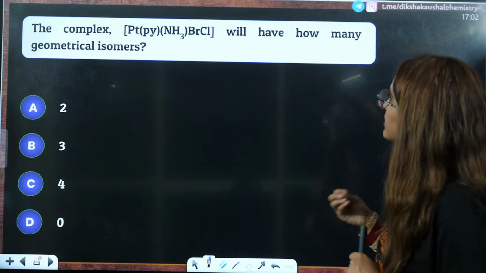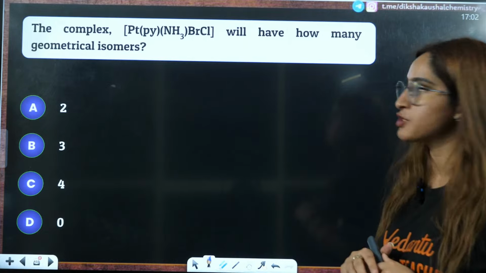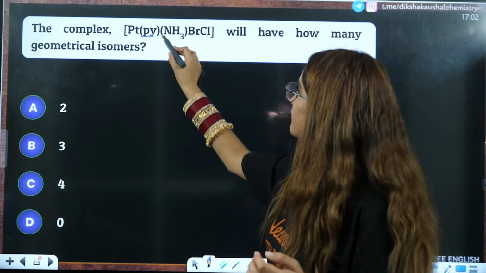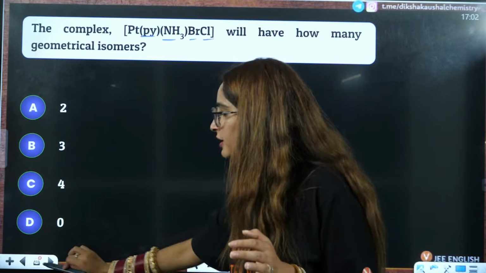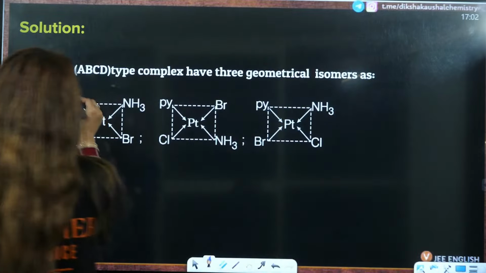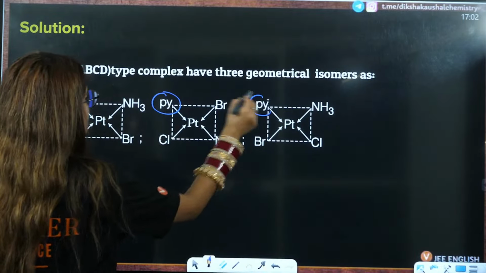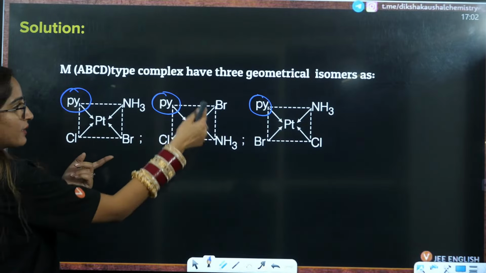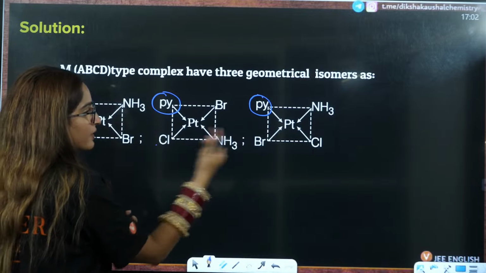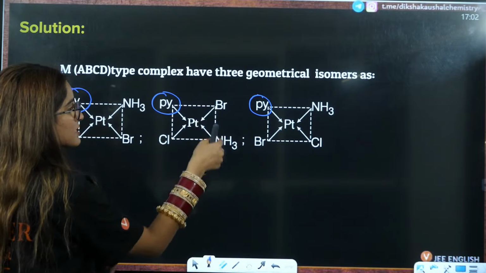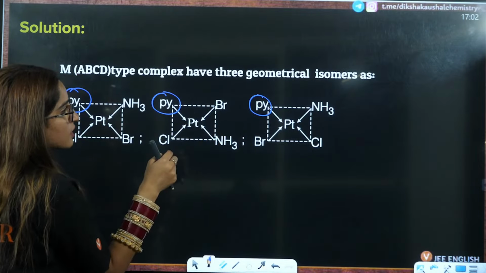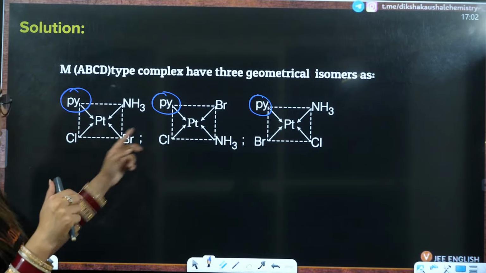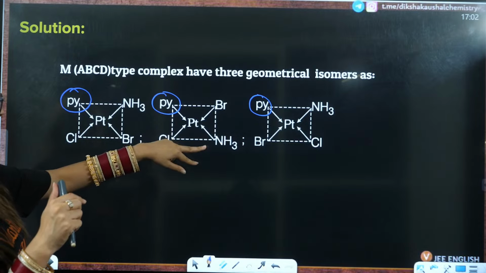The complex, this will have how many geometrical isomers? So if you have a tetrahedral complex in which all the ligands are different, what you do here is you fix one position, then you interchange these two ligands, 1 and 2, these two are interchanged here, then these two are interchanged here, as you can see. Firstly, I have interchanged these two things here. Then again, what we have done here, it is NH3BrCl. So firstly, these two are interchanged.